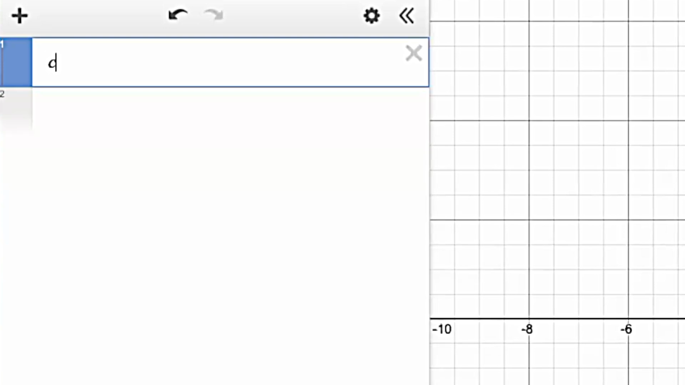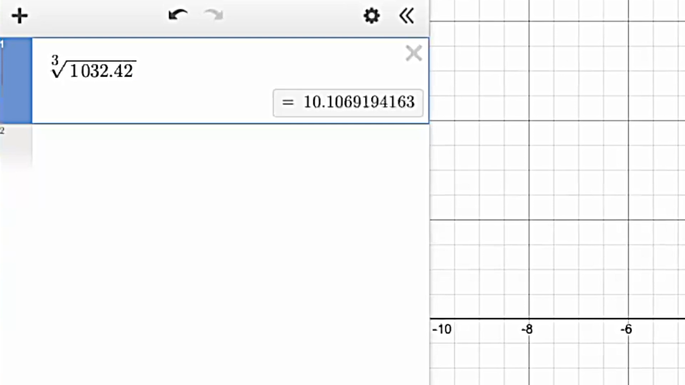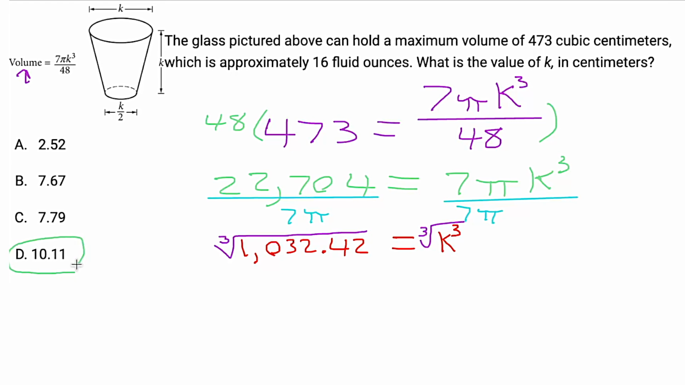If you type in CBRT, you get a cube root, right? All right, and then we get 10.11. And it looks like 10.11 is hanging out right there. So our answer is D.